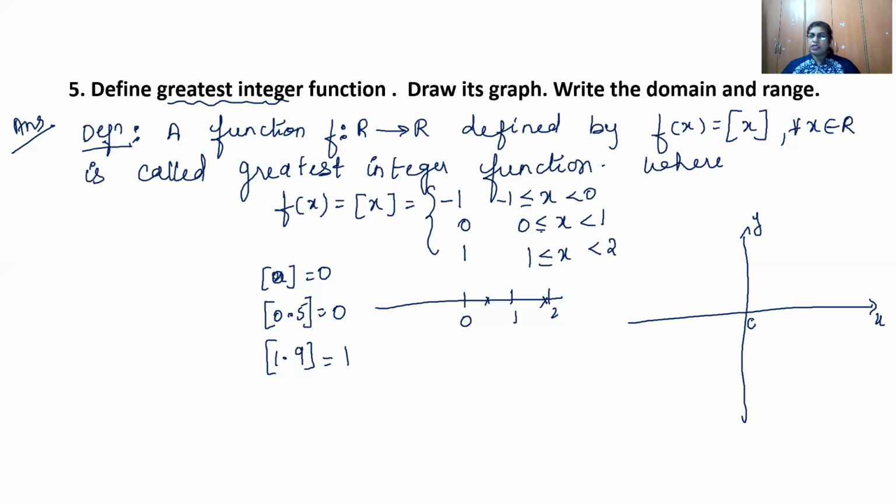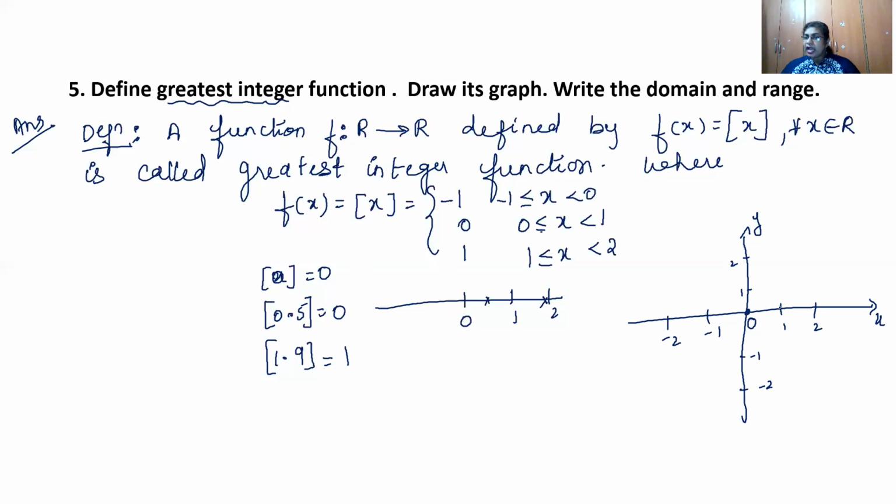So here we have 0, 1, 2, -1, -2. Here you have 1, 2. Here you have -1, -2. When x is equal to 0, my answer is equal to 0. But for all the values 0.1, 0.2, 0.3, what is your answer? My answer is equal to 0 only.